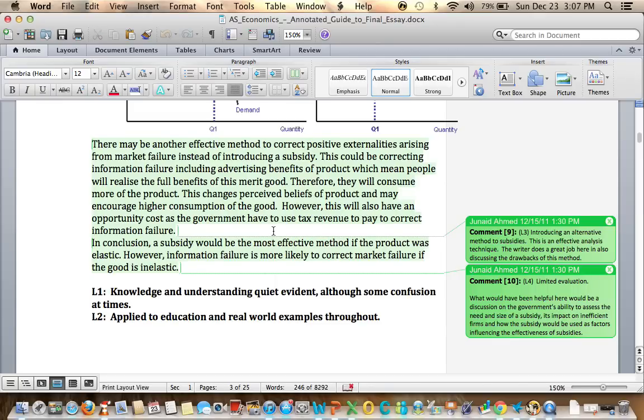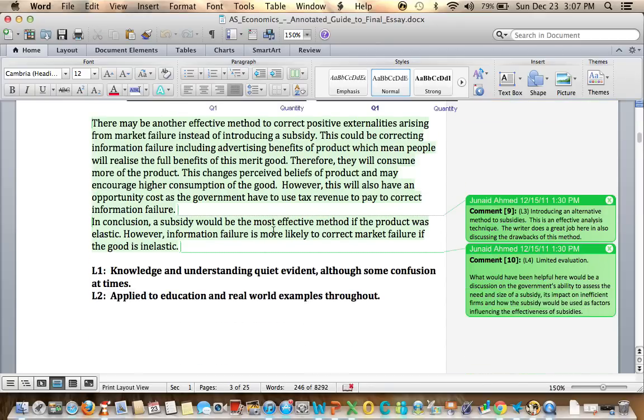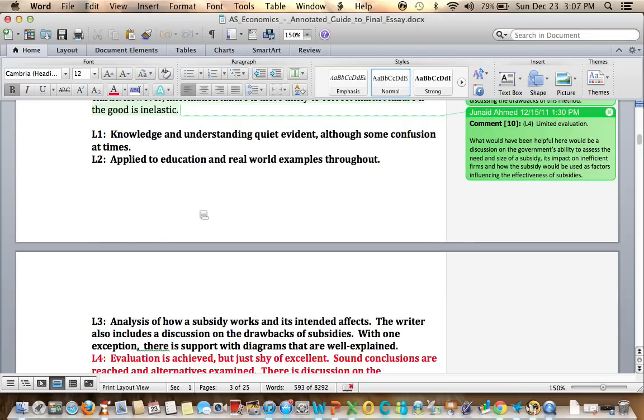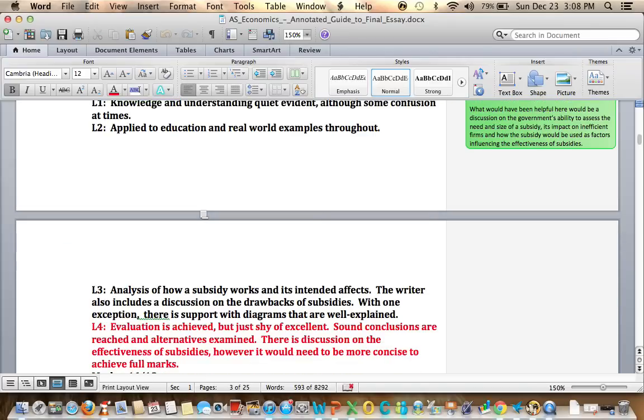All right, so overall, I'm looking at this essay, and I marked L1 knowledge and understanding evident. There's some confusion at times, but I think it's minimal. Right? Pretty much spot on the whole way through. It's applied to education and real-world examples throughout. Could probably use a little bit more of that. The analysis, how it works and its intended effects.